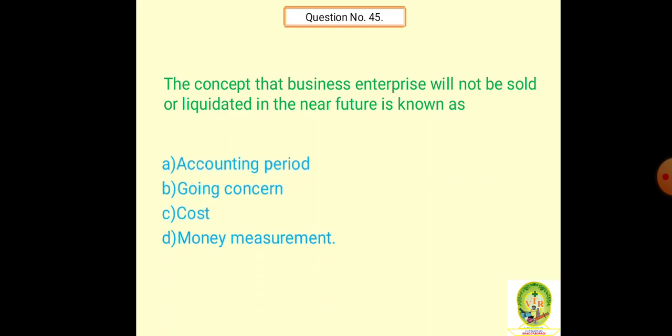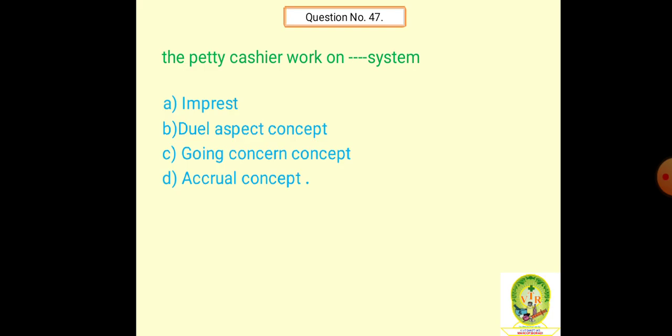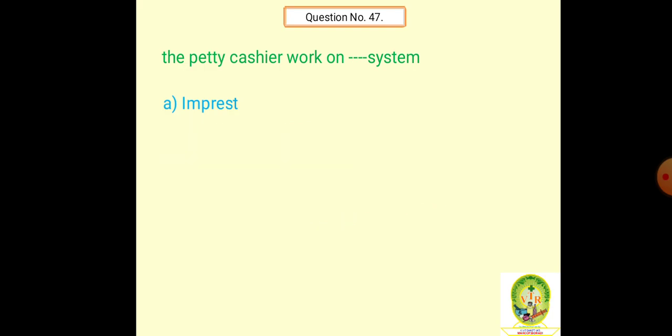The concept that business enterprise will not be sold or liquidated in the near future is known as. Options are A. Accounting period, B. Going concern, C. Cost, D. Money measurement. Right answer is B. Recording of transaction in the journal is called as. Options are A. Posting, B. Casting, C. Journalizing, D. Tallying. Right answer is C. The petty cashier works on dash dash dash system. Options are A. Imprest system, B. Dual aspect concept, C. Going concern concept, D. Actual concept. Right answer is A.